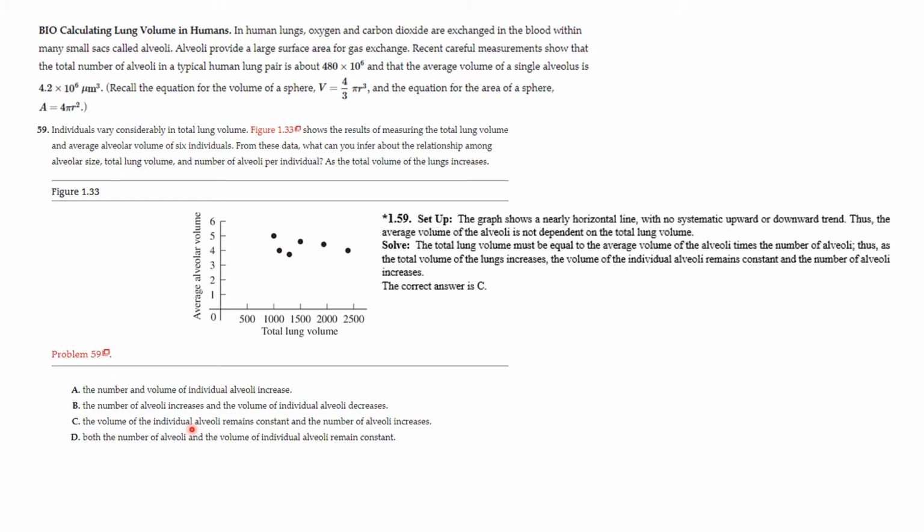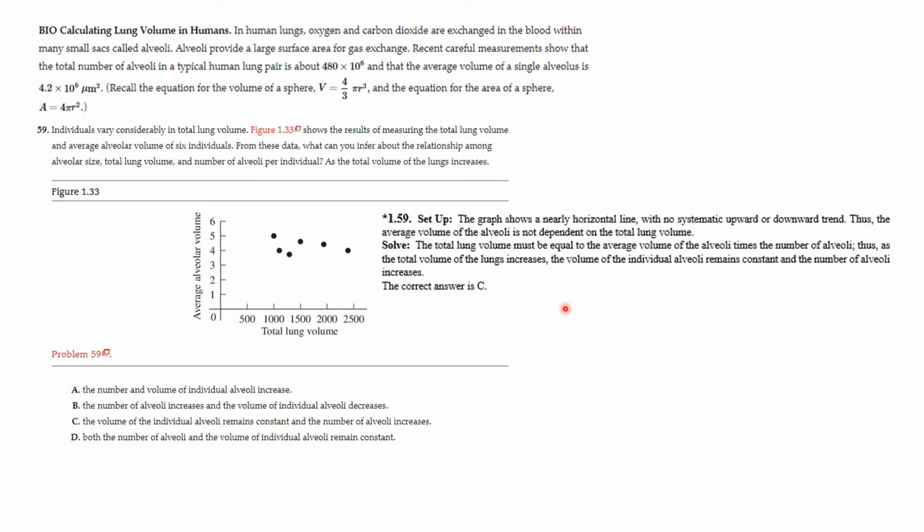Here are the choices that you could infer: that the number and volume of the alveoli increase; that the number of alveoli increases and the volume of the lung decreases; that the volume of the alveoli remains constant and the number of alveoli increases; and that both the number of alveoli and the volume of them remain constant.